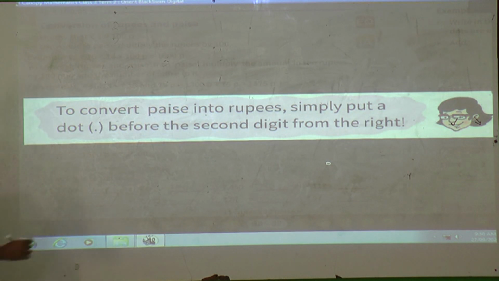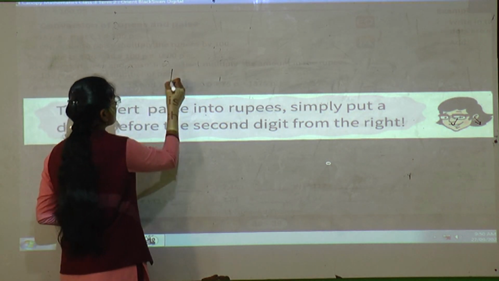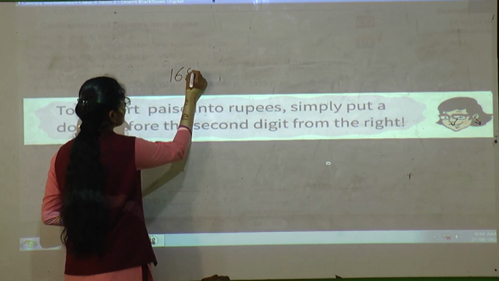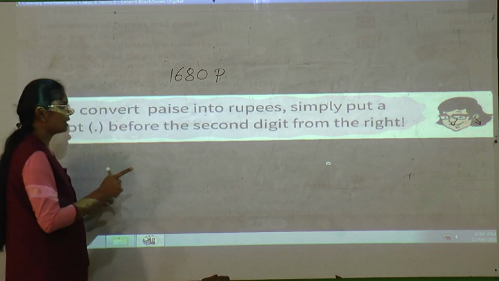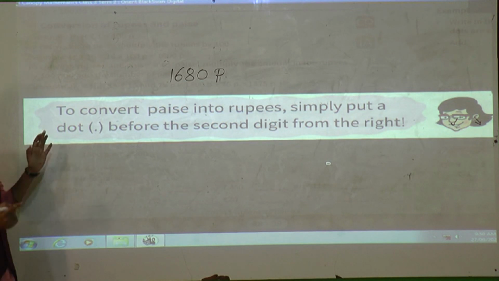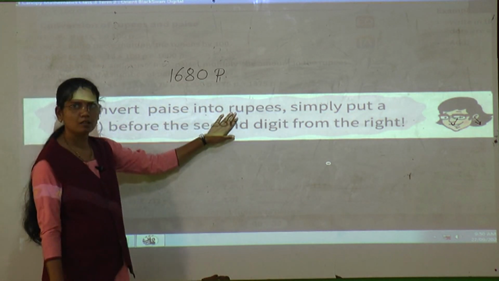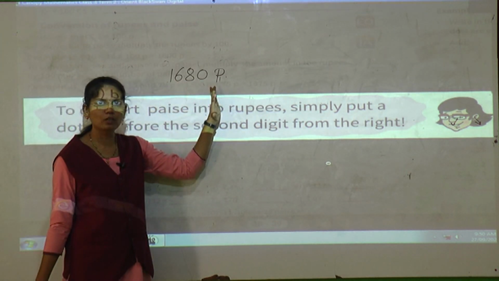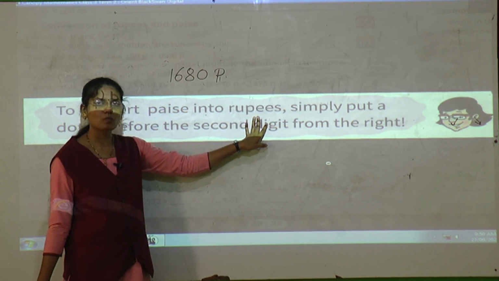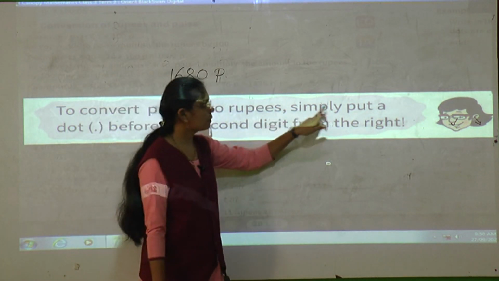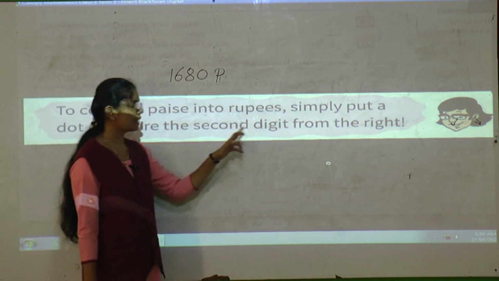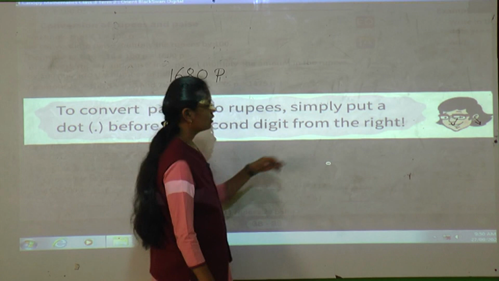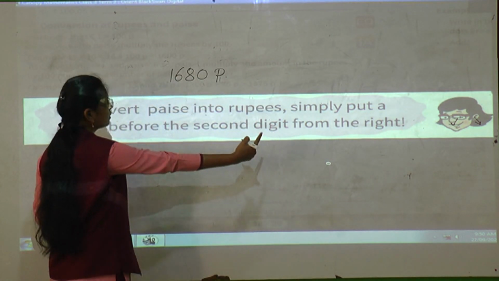Now suppose here I have 1680 paise. Now this paise I have to convert into rupees. So what you are going to do? Simply put a dot before the second digit from the right. Now see, this is the right side.